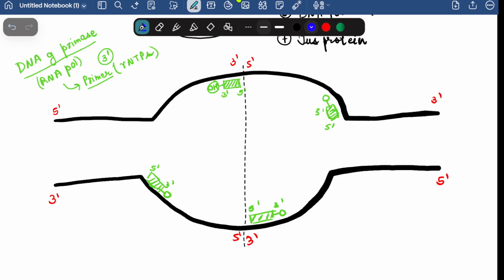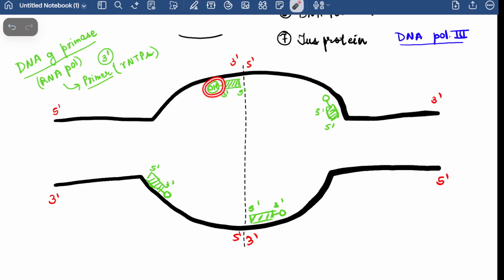Now comes the role of DNA polymerase 3. DNA polymerase 3 has to now recruit the nucleotides, that is deoxyribonucleotides, just after this. So DNA polymerase 3 will recognize this OH of the primer, and as soon as this OH is recognized, the DNA polymerase 3 will start recruiting the nucleotides here. As the nucleotides are recruited here, this will become the leading strand, and only this much part can be recruited here. Then when the fork opens further, this part will be recruited. So here the lagging strands are formed, and vice versa for this half.